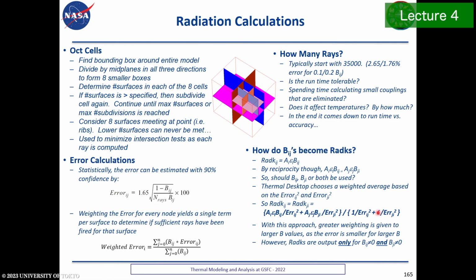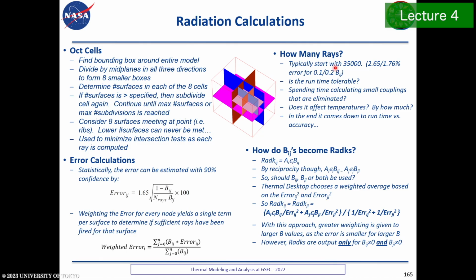And you can actually go through and mathematically check that Thermal Desktop is giving you that, because they tell you the Bij and the Bji as a comment after each of the rad Ks. So you could go through and figure out what the error is, knowing how many rays were fired for that, because it tells you that in the log file as well. So knowing the Bij term and the number of rays, you can get the error. You can then go through this math and check that, yes, indeed, that's what it's doing.